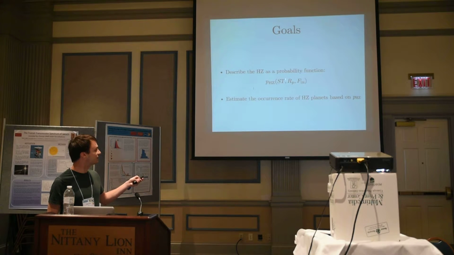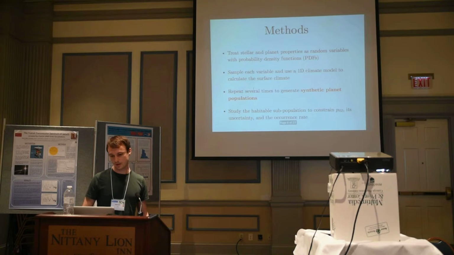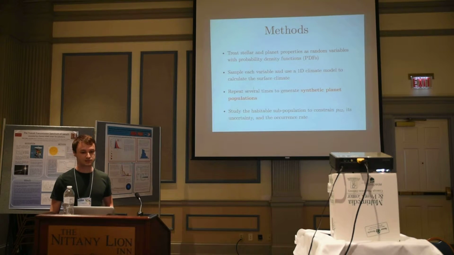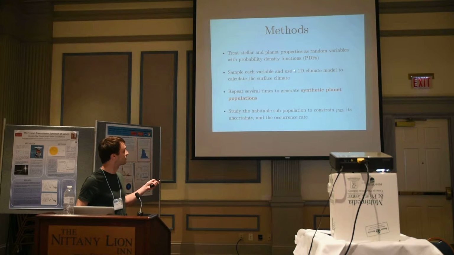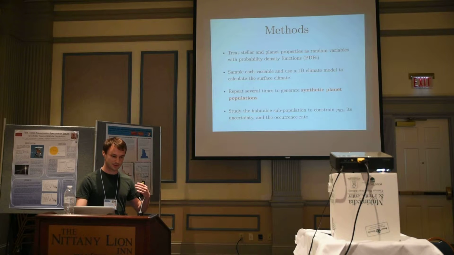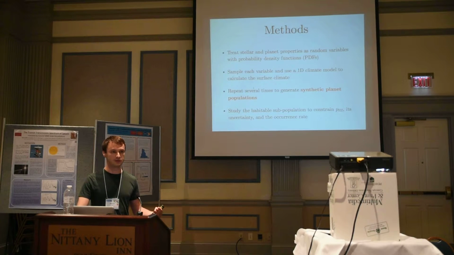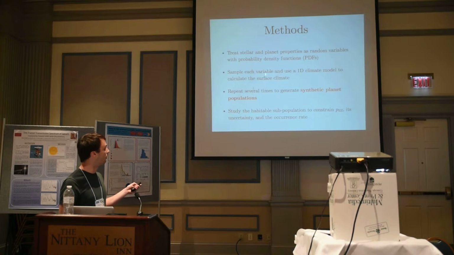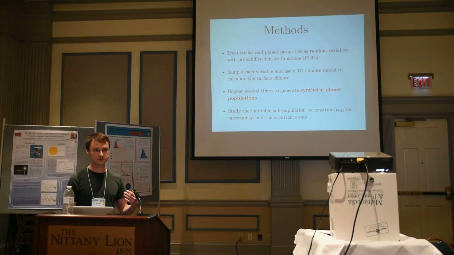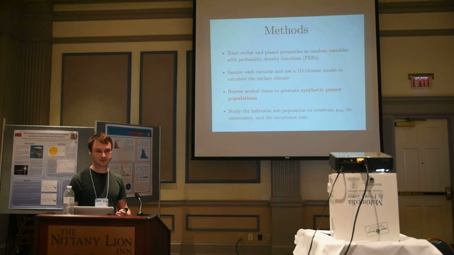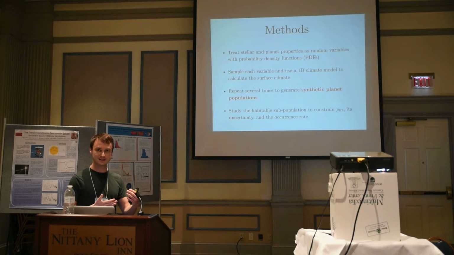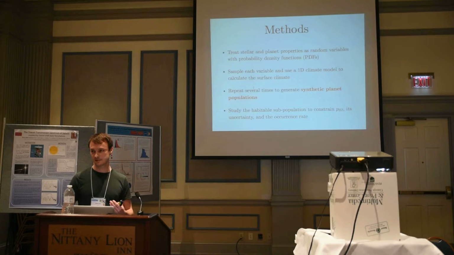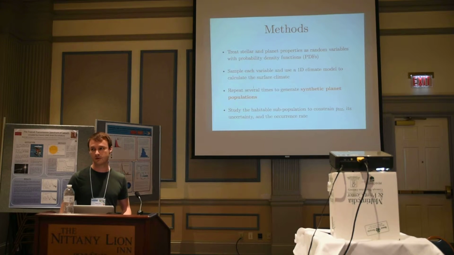And so once I have this P_HC function, then I want to estimate what is the occurrence rate of habitable zone planets. The main concept, how I do this, is to treat the stellar and planet properties as random variables. And if you do that, you can assign probability density functions to each of the random variables. And as I said, some of them are observationally constrained, and for those I just sample from the observed distributions. But there are a large number of random variables that are observationally unconstrained. For example, the surface pressure, the atmospheric composition, and the surface albedo, these kind of things. And so for those variables, I generate synthetic PDFs based on what we know about solar system planets and moons, and what we expect to find for exoplanets.